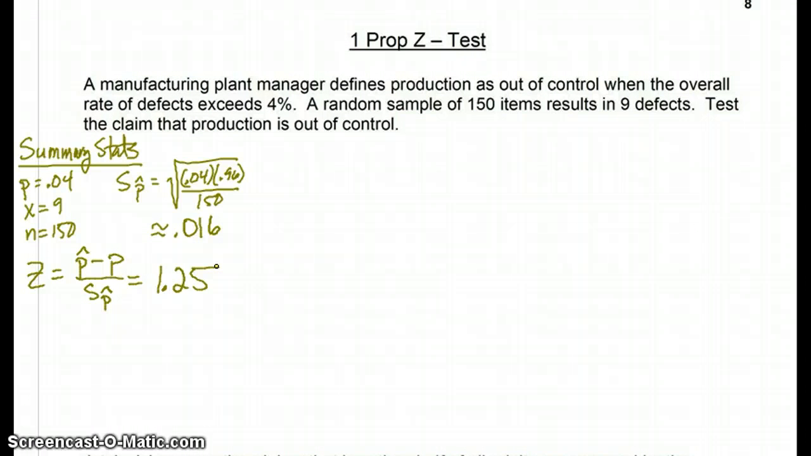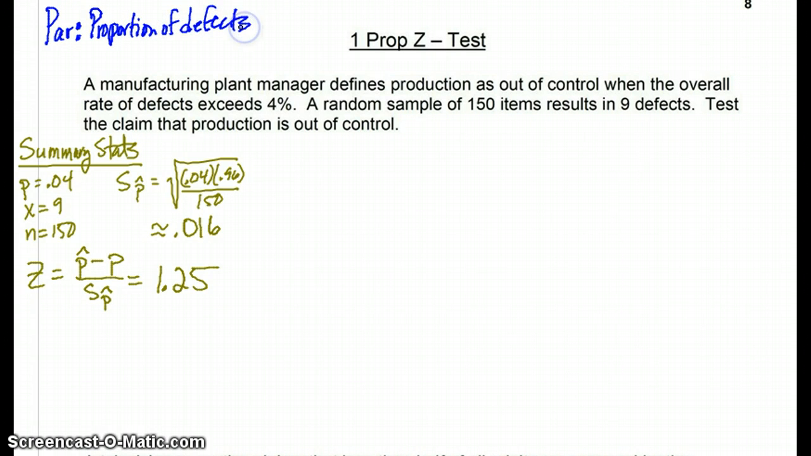All right, so now that we have all of our summary stats, we need to remember we're conducting a hypothesis test. So what is the parameter of interest? In this case, it's the proportion of defects, right?